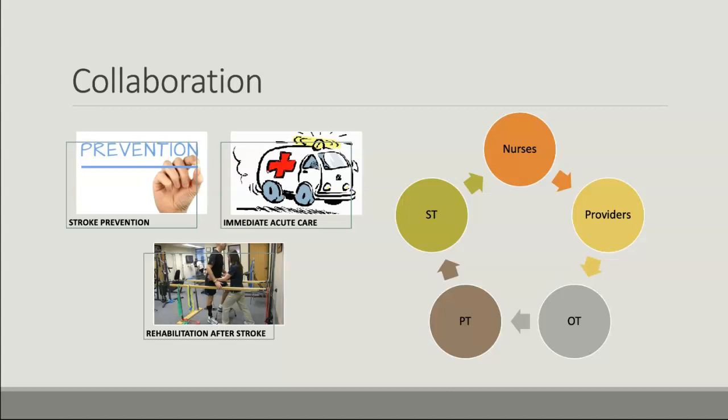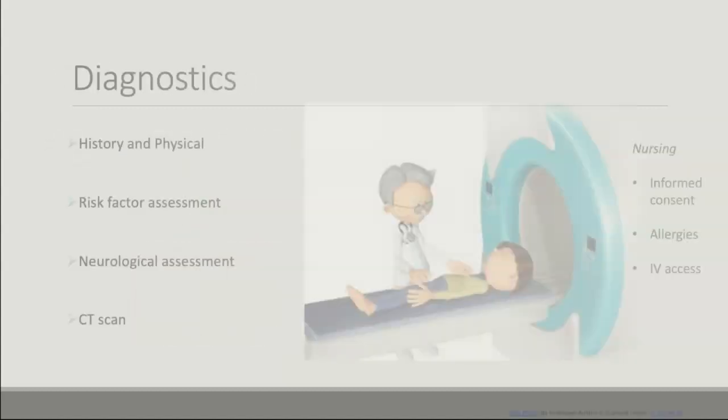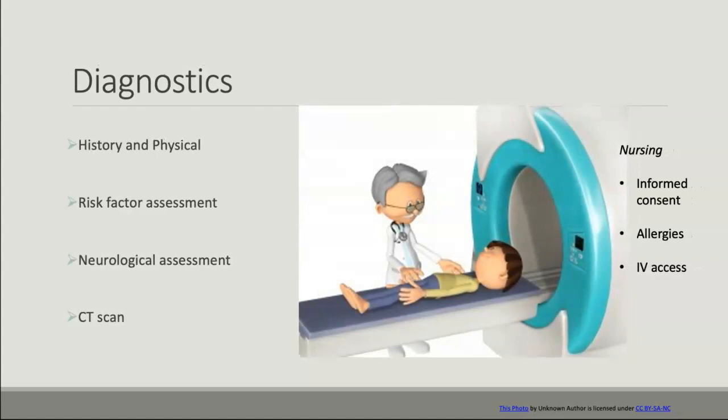After they have the stroke, rehab gets involved depending on what their deficits are. So we have speech therapy, occupational therapy, physical therapy to assist these patients. Let's see, moving on. Diagnostics: a key diagnostic test to rule in or out an ischemic stroke is a CAT scan.